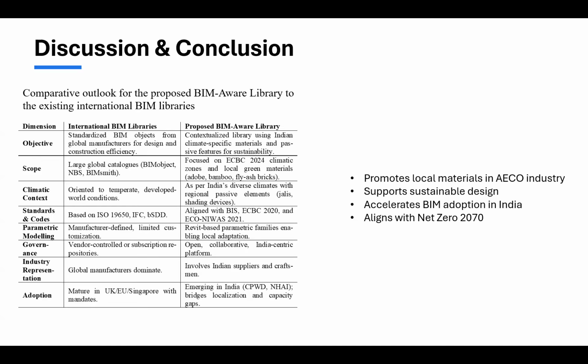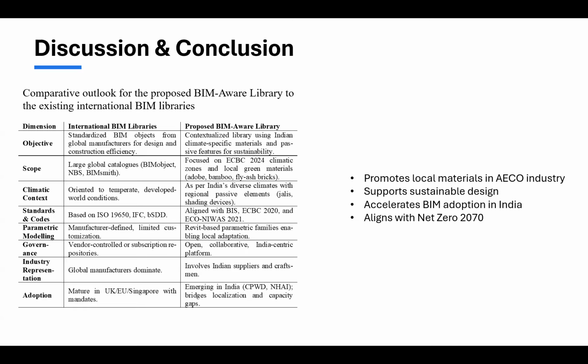Standards are aligned with ISO 19650 and IFC bSDD. These are international standards which we can localize with our own BIS, Bureau of Indian Standards, ECBC 2020 and Eco Niwas 2021. ECBC 2020 is for commercial buildings, Eco Niwas is for residential buildings. And parametric means we can additionally customize our requirements and develop the building component out of it. It can also be an open collaborative platform where different designers can come together and share BIM components with other designer groups.